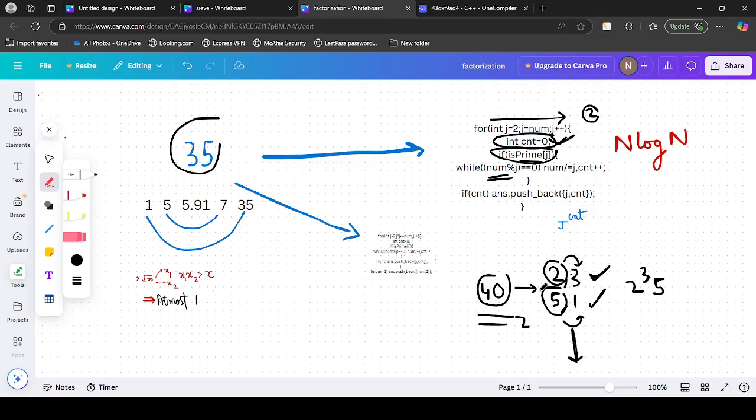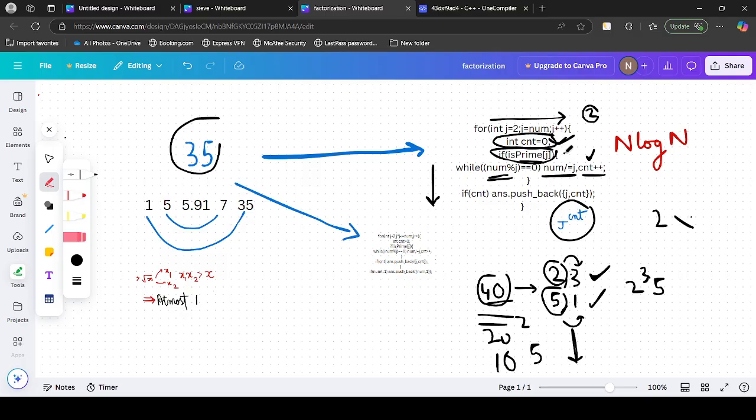Yes, because 40 by 2 is 20, and we are halving the number and incrementing the count, because 40 is 2 into 2 into 2 into 5. So the first 2 is because of 40, and the next one because of 20, and the next one because of 10, and the next one because of 5. So we can divide the number until it is divisible by j, and we can increment count because we want it in the terms of j power count.